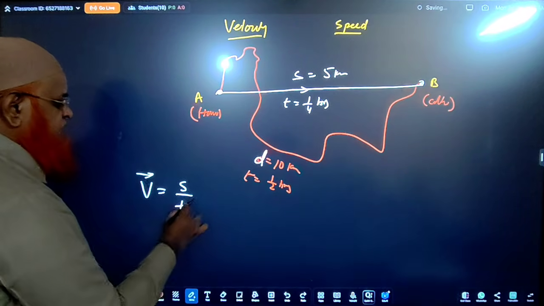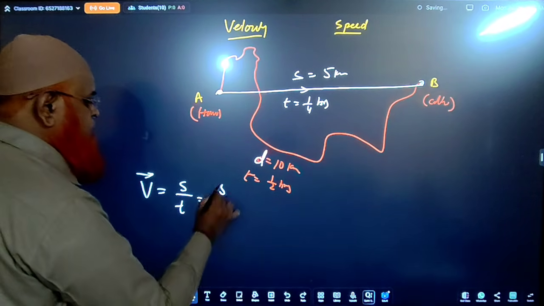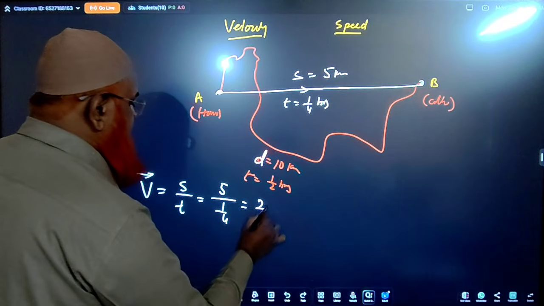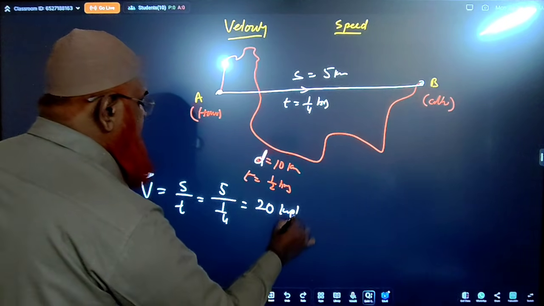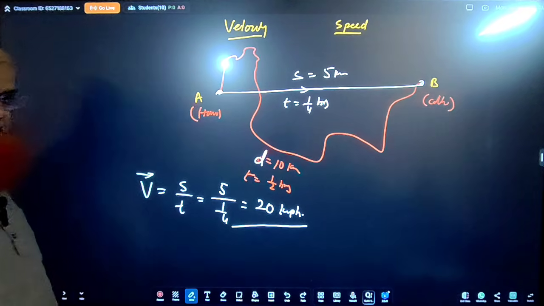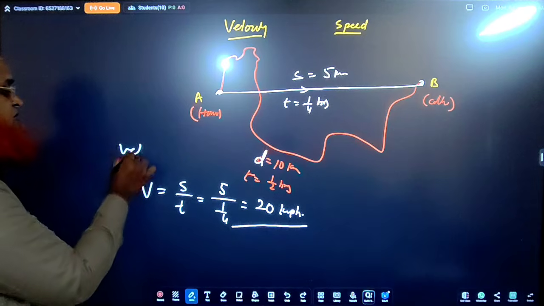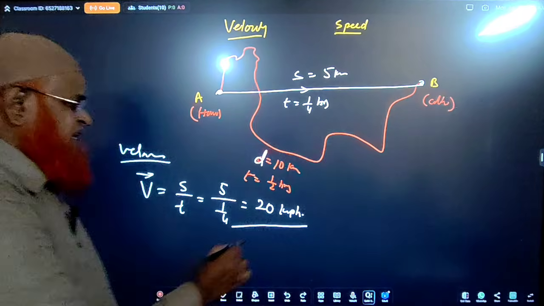So displacement by time. How much is the displacement? 5 kilometers and the time is 1/4. So 5 fours are 20. So the helicopter is going at 20 kilometers per hour. This is called velocity.